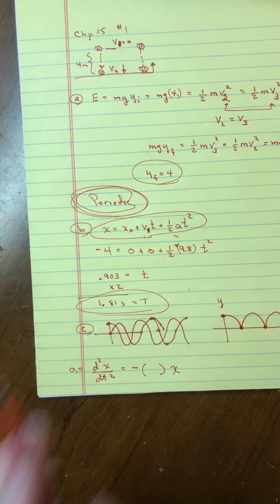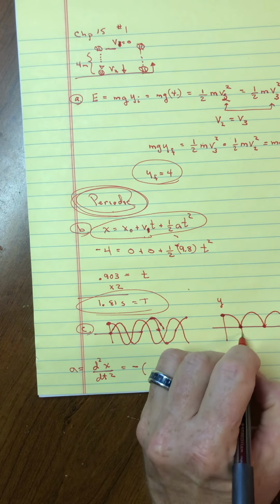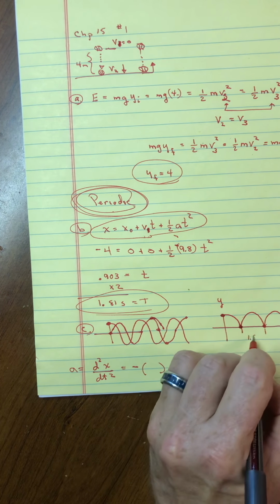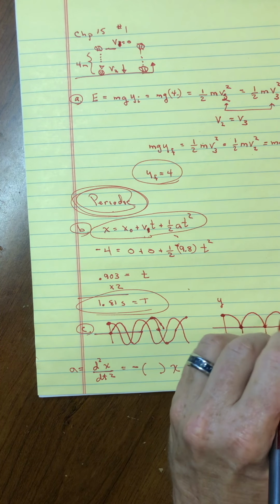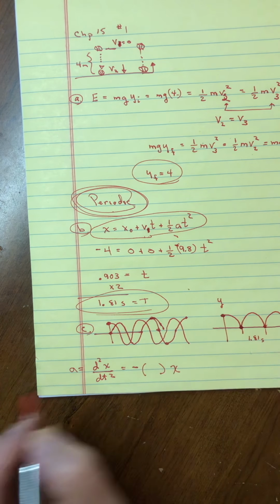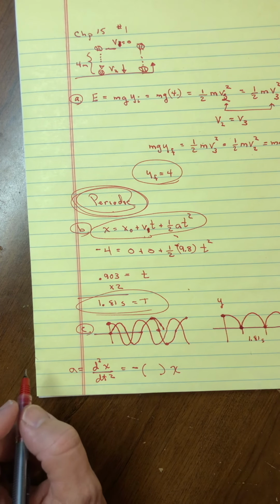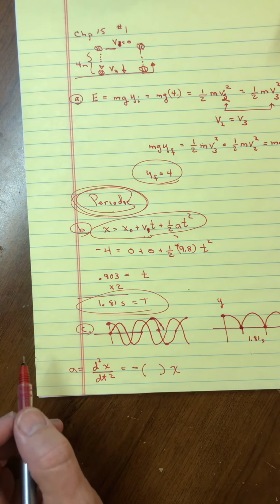Now, it is periodic, right? It has the same thing. It starts here, a moment later it's here. In fact, 1.81 seconds is there. The next period is 1.81 seconds. So it's definitely periodic, but it is not simple.